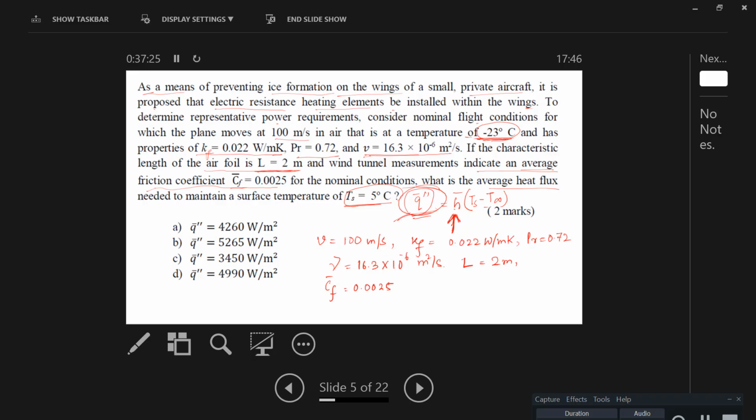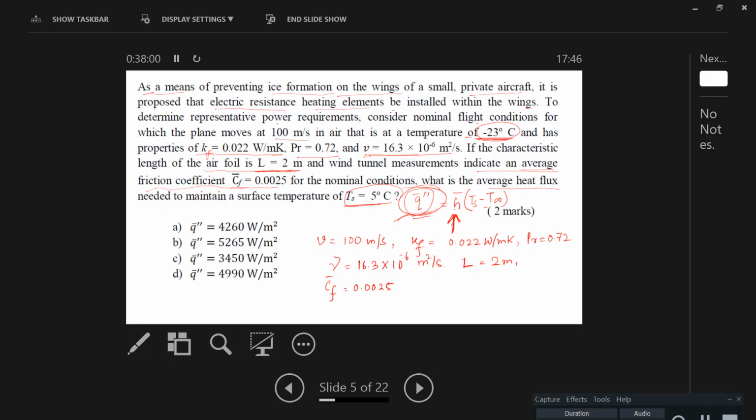Okay, we'll continue with this only. So CF by 2 is Stanton number into Prandtl number to the power 2 by 3, which is equal to Stanton number, given as Nusselt number divided by Reynolds number into Prandtl number, into Prandtl number to the power 2 by 3. So this particular number is known as Stanton number.